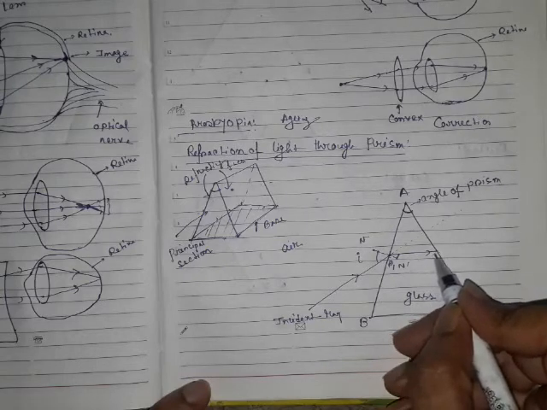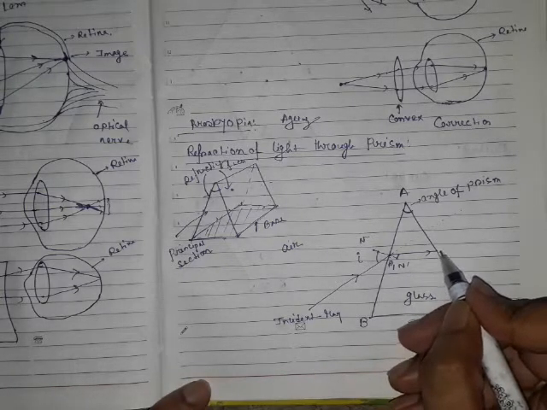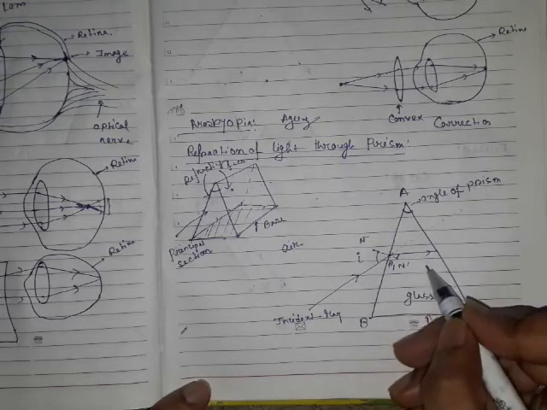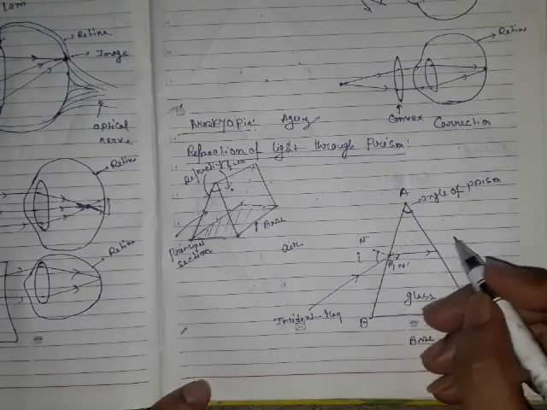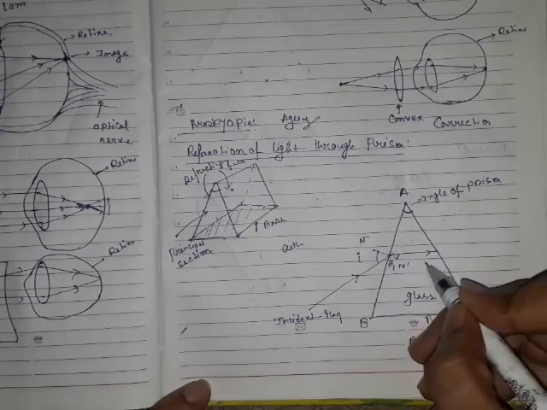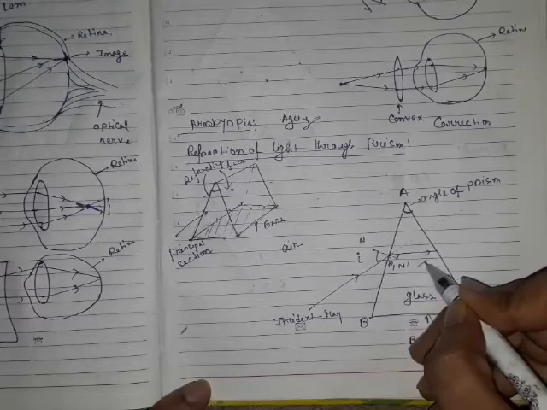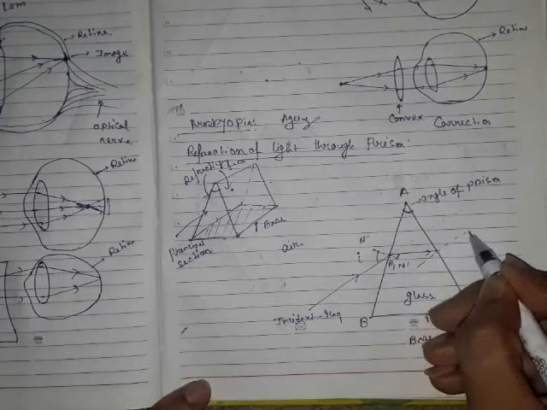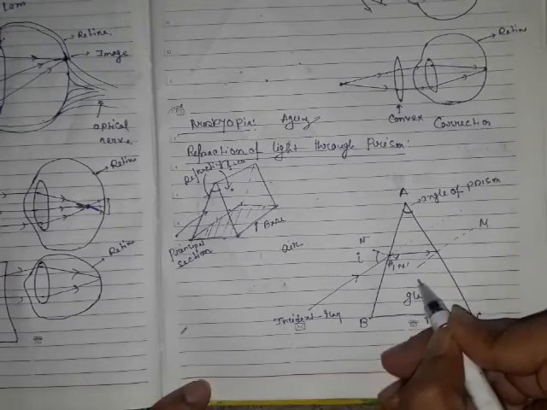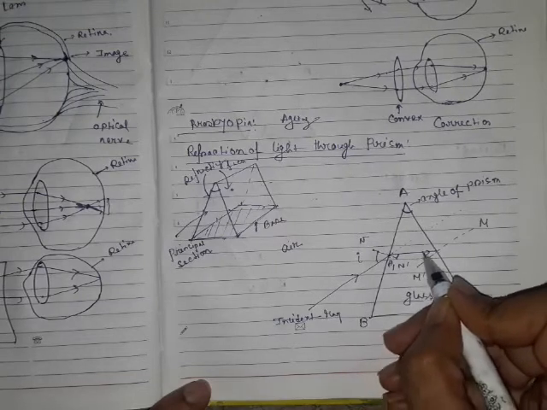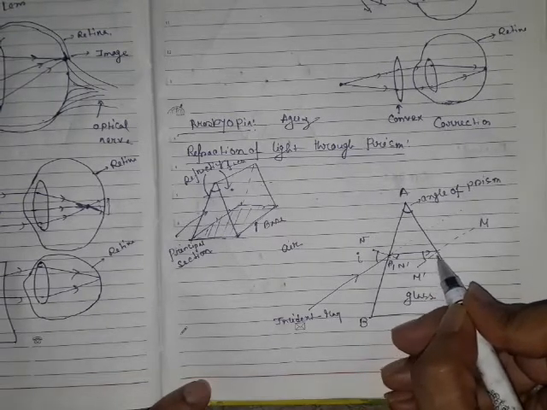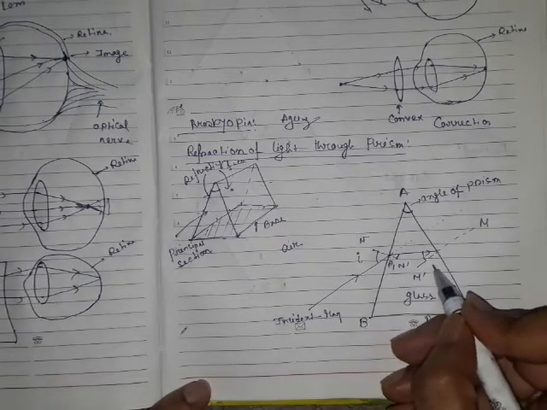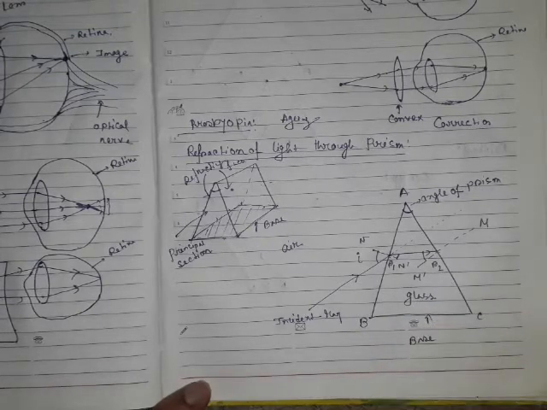Now this light ray is incident on the second surface, the interface between glass and air. Let me draw the normal on this surface. Let this be the normal, m prime, and this is the angle of incidence for this interface, which we call r2.